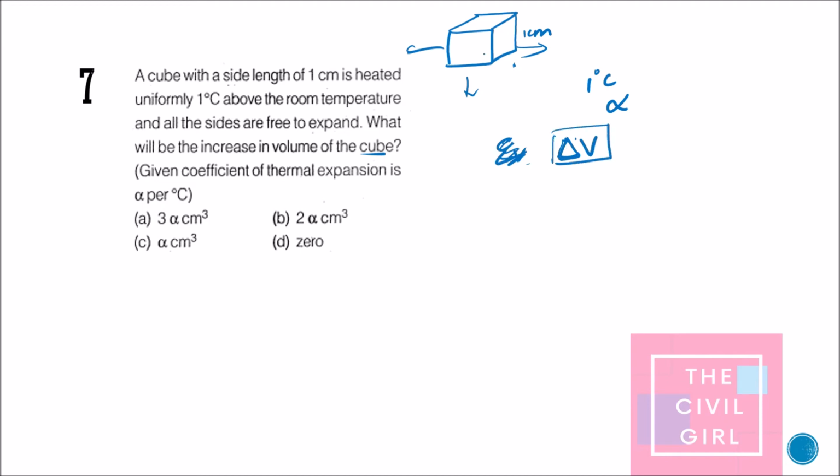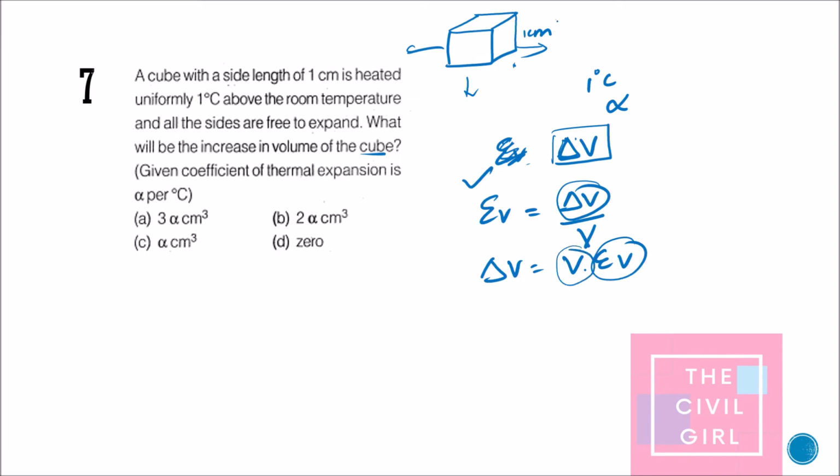So let us look into the change in length in all the sides. We know that volumetric strain is equal to change in volume by total volume. They have asked for change in volume. So change in volume is equal to, since it is a cube, the volume into the volumetric strain. What is the volume of a 1 centimeter side cube? It is 1 centimeter cube.